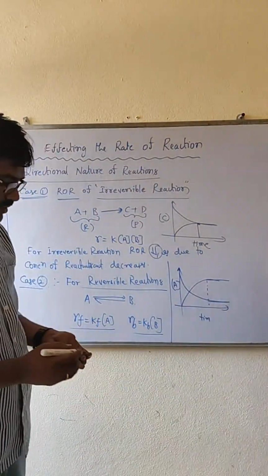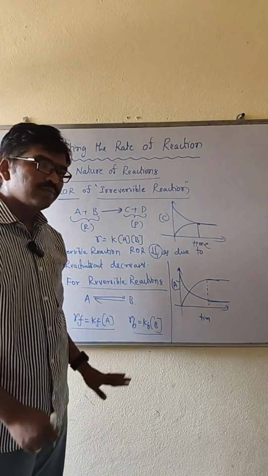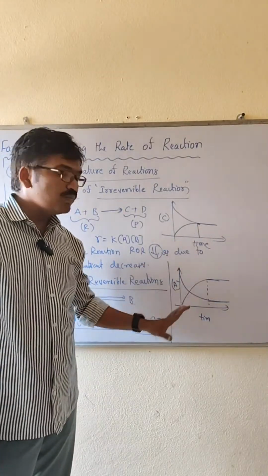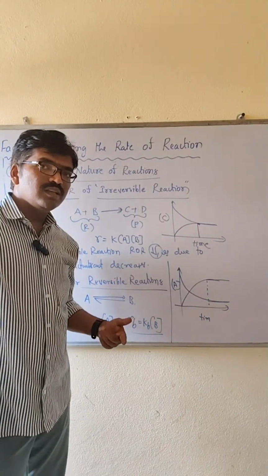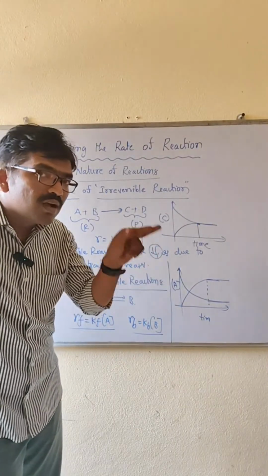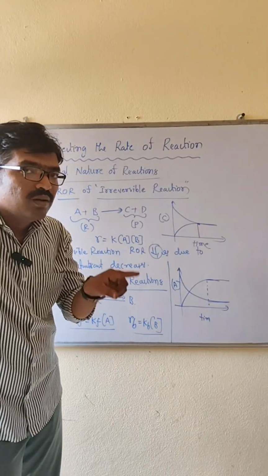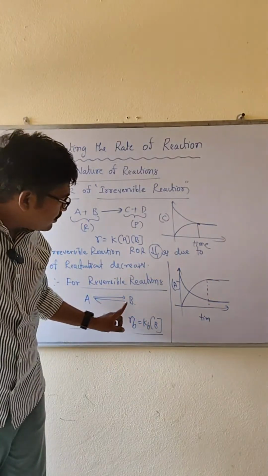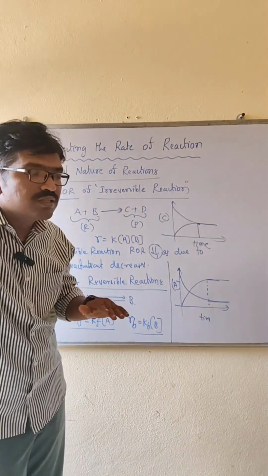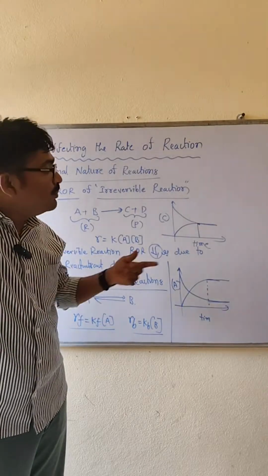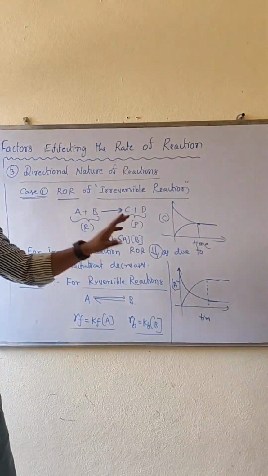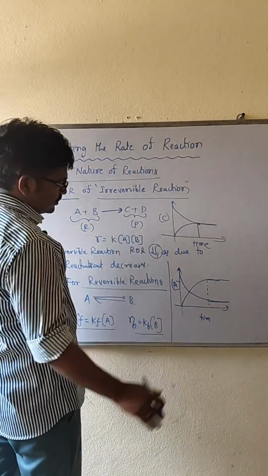Remember, my dear students, for equilibrium reactions, when equilibrium is established, the concentration of reactant and product is constant. The concentration of reactant or product is constant, but it is not necessarily equal. It may be equal or may not be equal. Clear, my dear students?